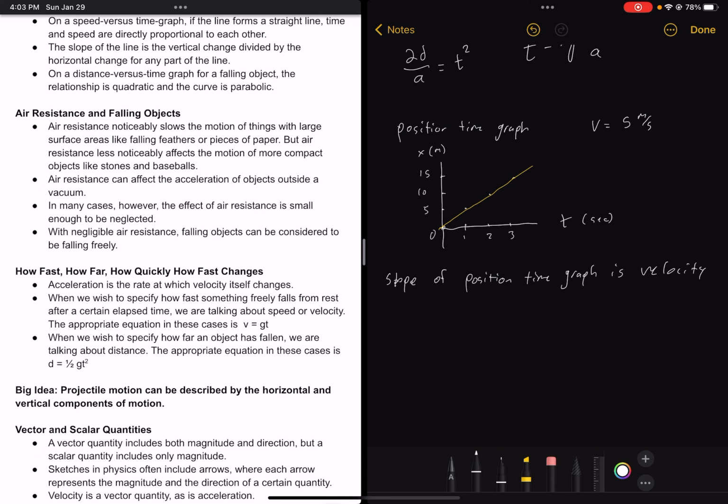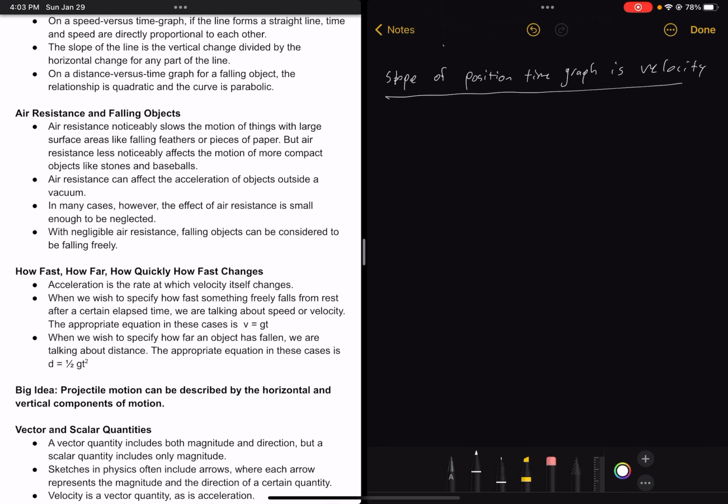But it makes sense if you really think about it, because slope is rise over run, right? If you look at the graph here, your rise is measured in meters, so you have your distance or position measured in meters, and it's going to be over time, which is measured in seconds. So you have something that represents meters per second. That's going to be the velocity. So for a position time graph, the slope is the velocity. And for a velocity time graph, the slope is the acceleration, right?